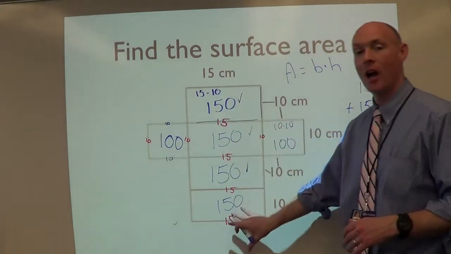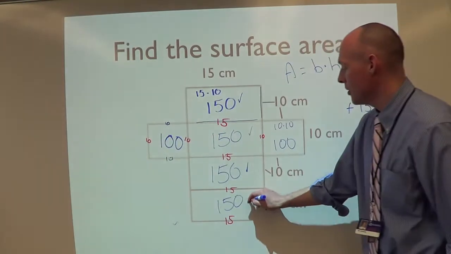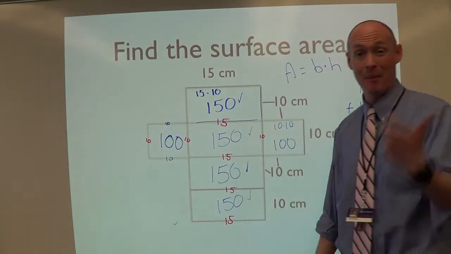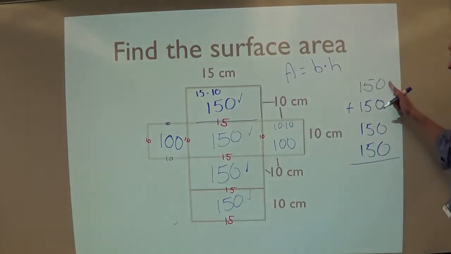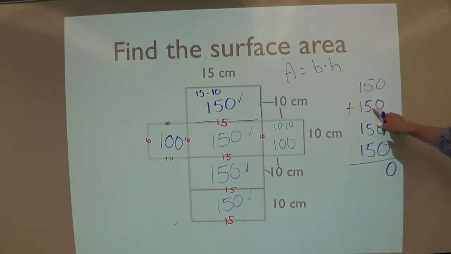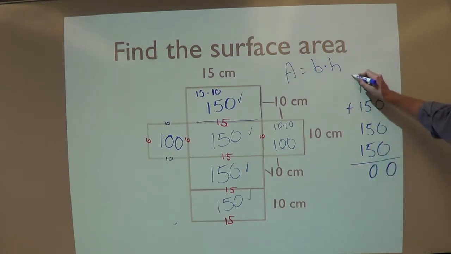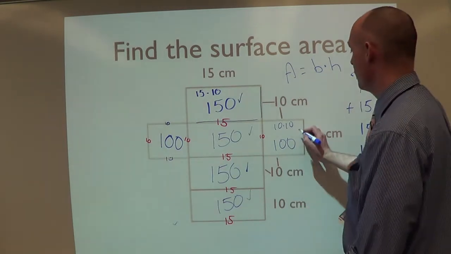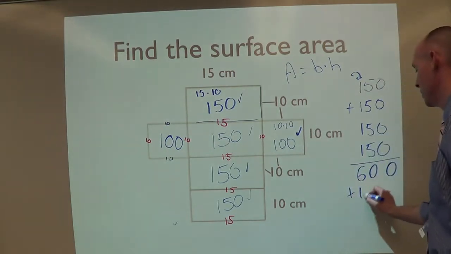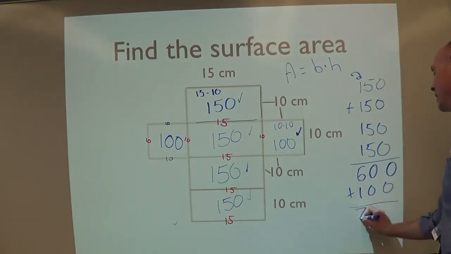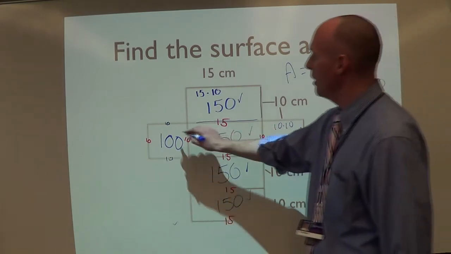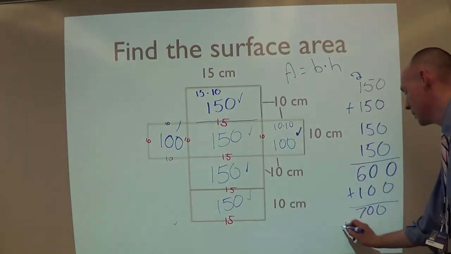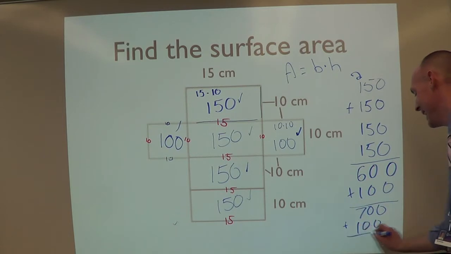Okay, let's add up our large and then we'll add the small. I'm putting little check marks just so I remember that I've already used that one. 150, 150, 150, 150. All zeros. 5, 10, 15, 20. 0, carry the 2. 2, 3, 4, 5, 6. We are at 600. Not done yet, because we still have this 100. That's 700. And over here is plus 100. And that is 800.